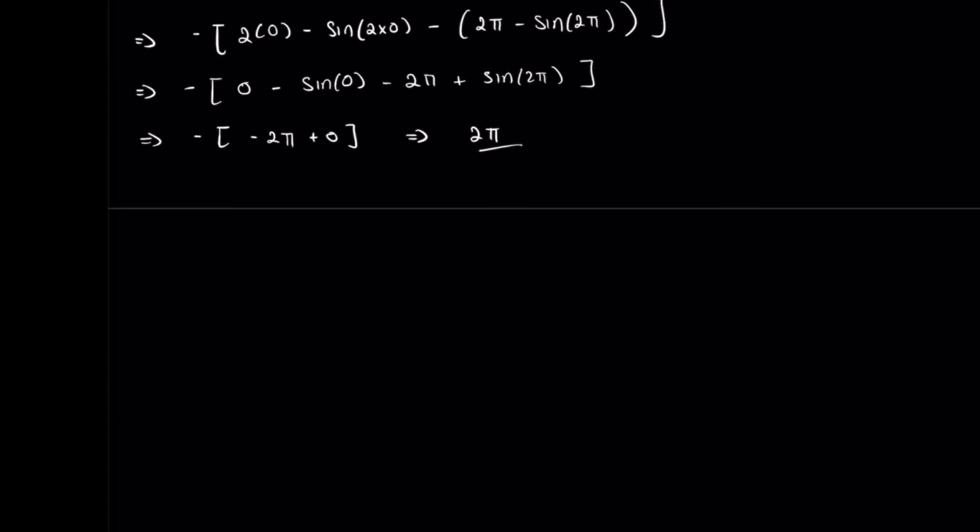So to summarize, the integral between minus 2 and 2 of square root of 4 minus x squared dx equals 2 pi.